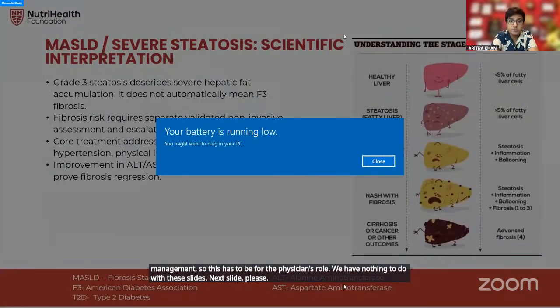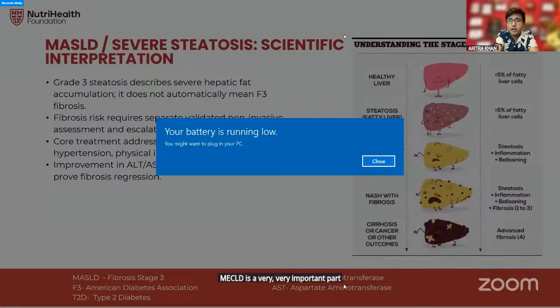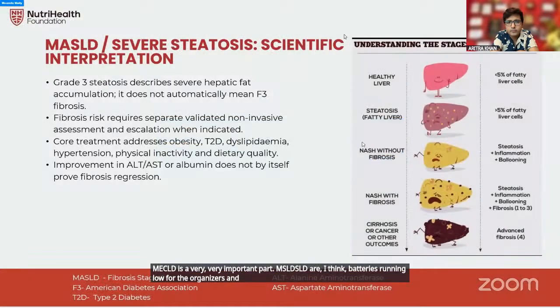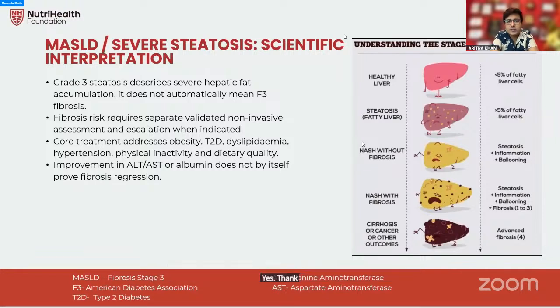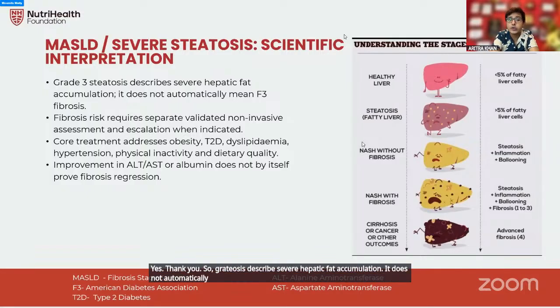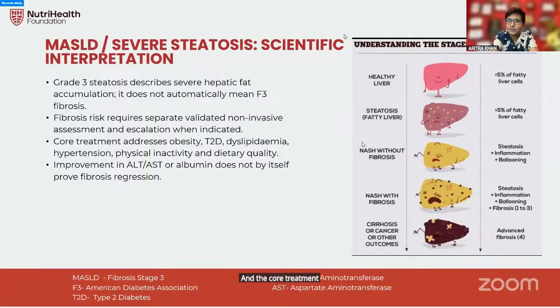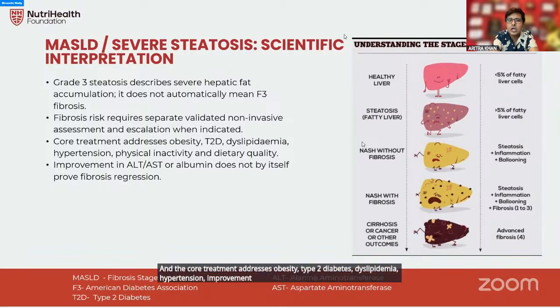MASLD is a very important part. Yes, thank you. So grade 3 steatosis describes severe hepatic fat accumulation. It does not automatically mean F3 fibrosis. Fibrosis risk requires separate validated non-invasive assessment, and escalation where indicated. And the core treatment addresses obesity, type 2 diabetes, dyslipidemia, hypertension. Improvement in ALT, AST, or albumin does not by itself prove fibrosis regression.